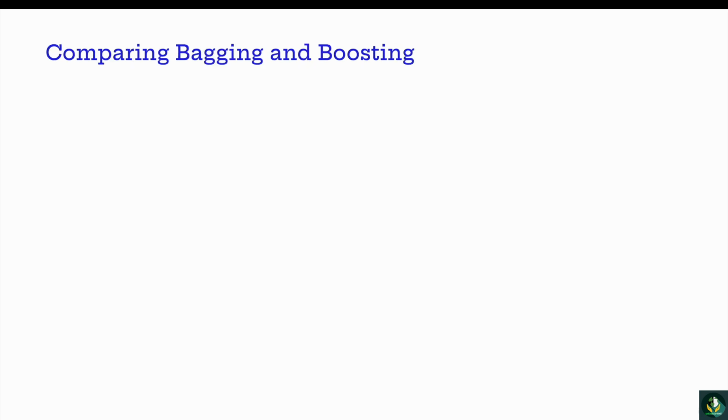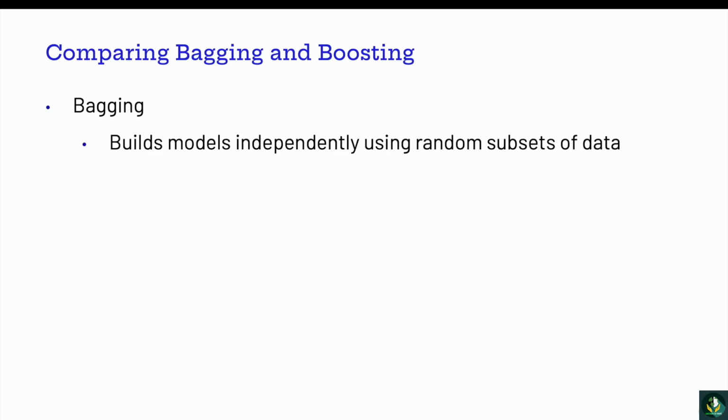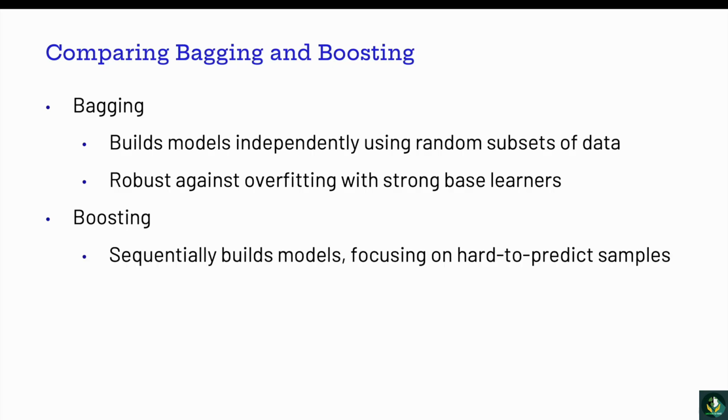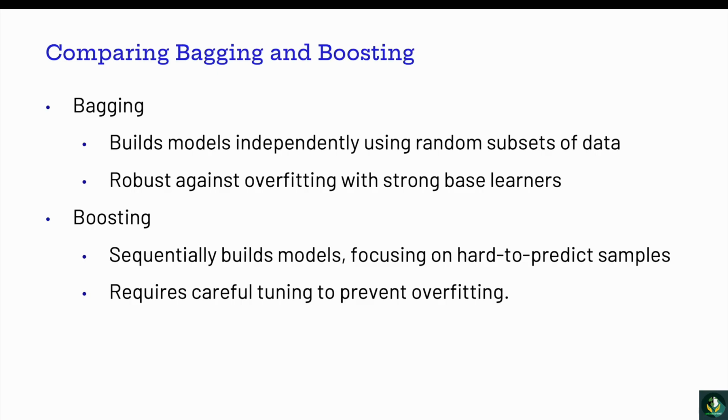Comparing bagging and boosting. Bagging builds models independently using random subsets of data. It's robust against overfitting with strong base learners. Whereas boosting sequentially builds models focusing on hard to predict samples, and requires careful tuning to prevent overfitting.